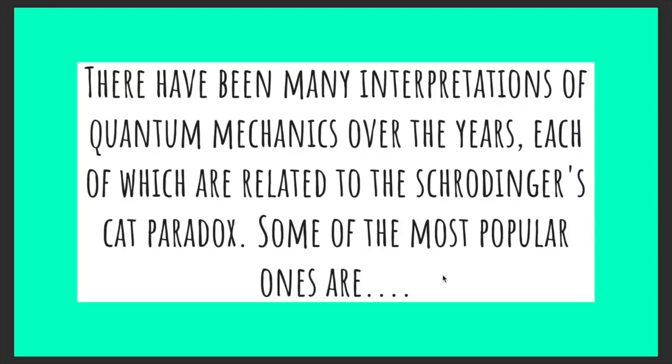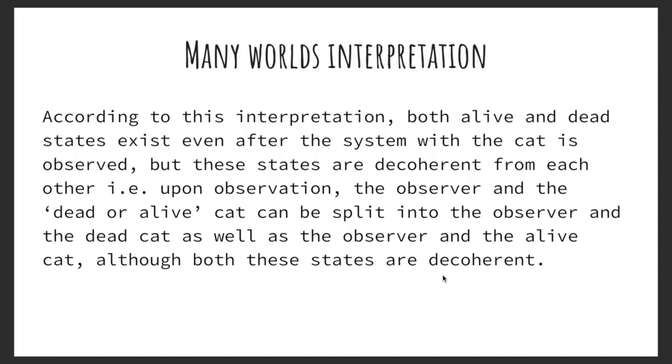Over the years, there have been many interpretations of quantum mechanics apart from the Copenhagen interpretation. Each of these interpretations have been linked or related in some way to the Schrodinger's cat paradox. Some of them are the many worlds interpretation. According to this interpretation, both alive and dead states exist even after the system with the cat is observed. But these states are decoherent from each other.